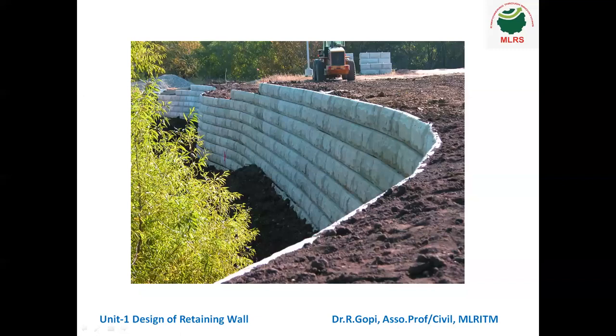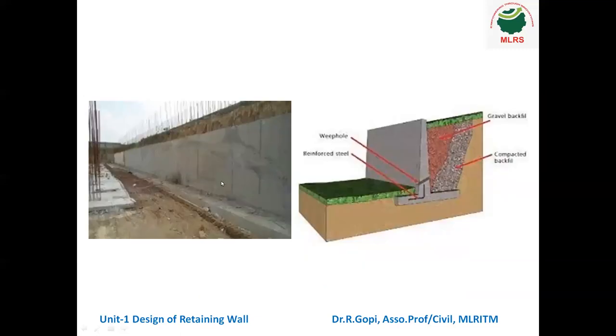This is also one of the simple retaining walls constructed in stones. See the levels of the soils: one is the upper level and another is the lower level. And see here, this is the RCC cantilever type retaining wall. Why is it called cantilever type? In this picture, the base portion is wider, so it is like a fixed portion. The height of the retaining wall is called the stem, and the other end is free.